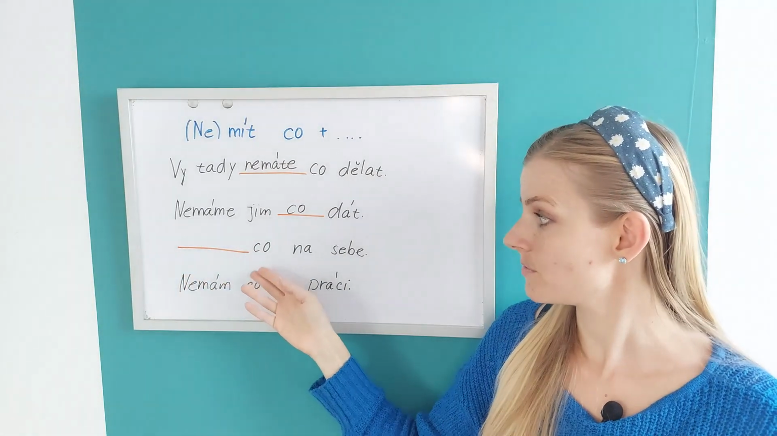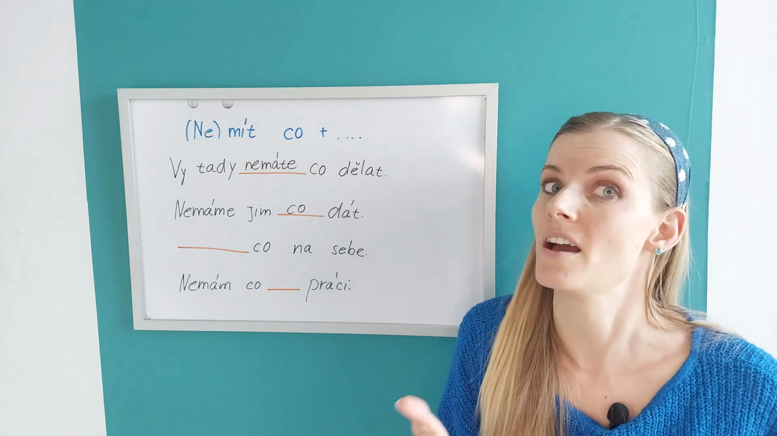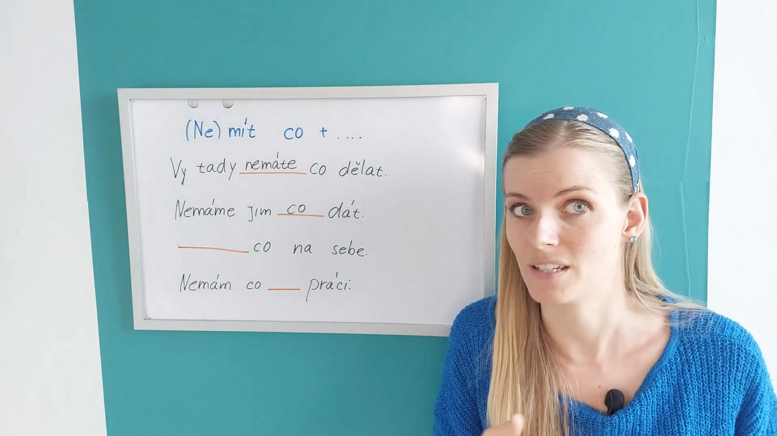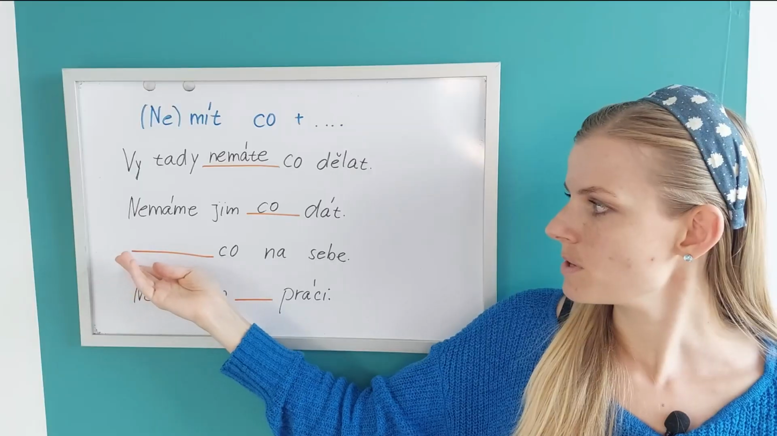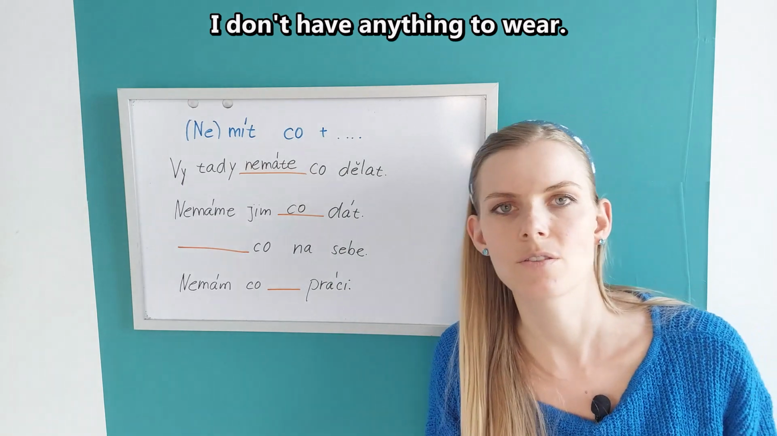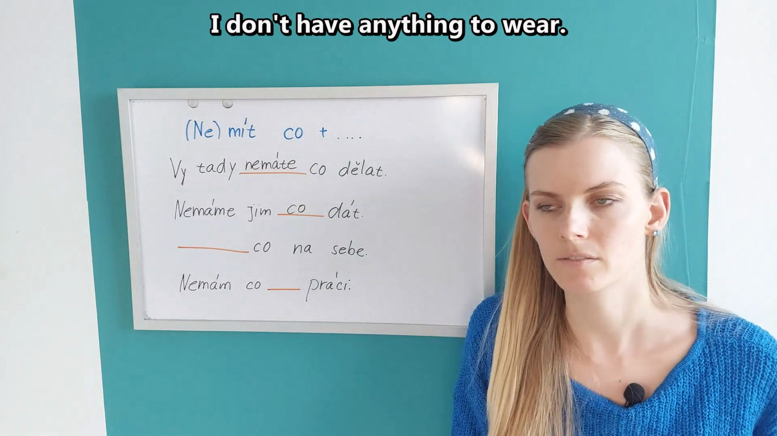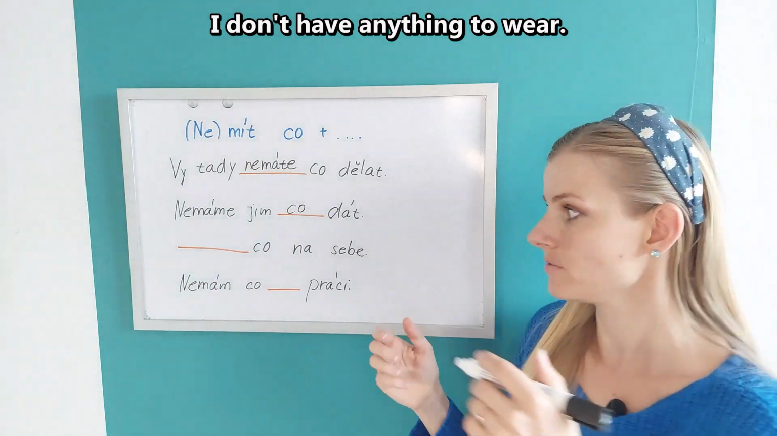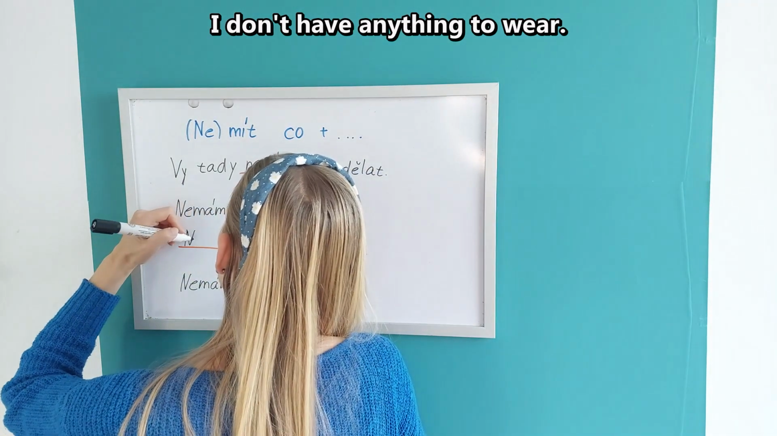This is an interesting phrase which actually doesn't even have any infinitive. So these phrases don't have to have an infinitive always. What it means is, I don't have anything to wear. You're going to the theater and then you realize, well, I have nothing to wear for this occasion. What's missing? I don't have, nemám co na sebe.